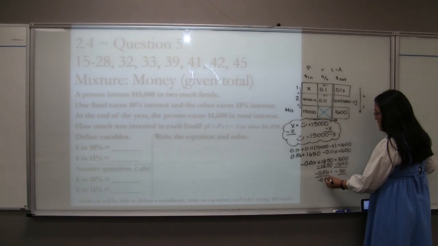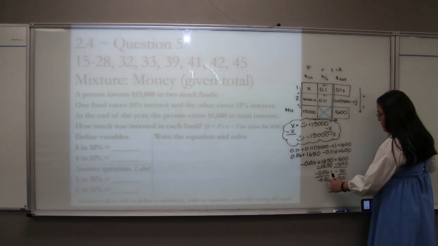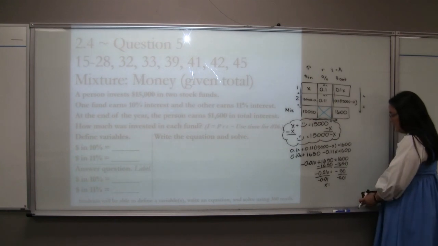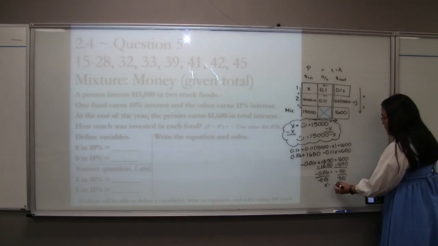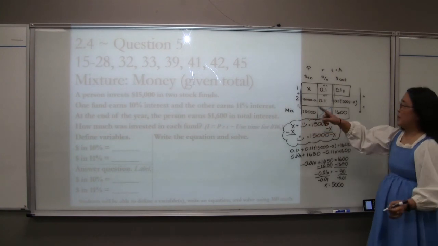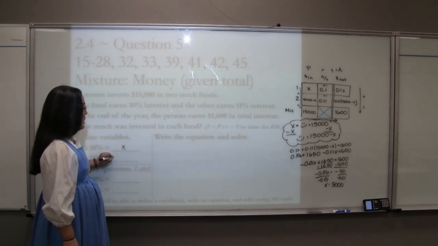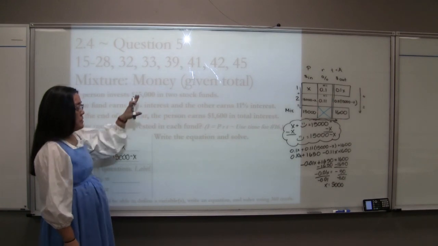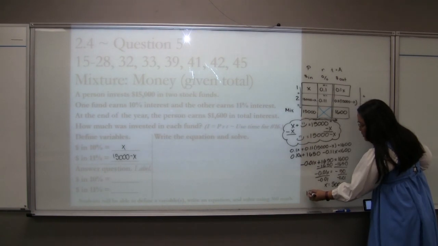Dividing on both sides. We have $5,000 invested here. But wait, there were 2 variables there. Oh no, we have to define our variables. Otherwise we won't get our half credit. All right, there are 2 variables. Our equation, we're solving. We have to solve for both of those. So make sure you have that.